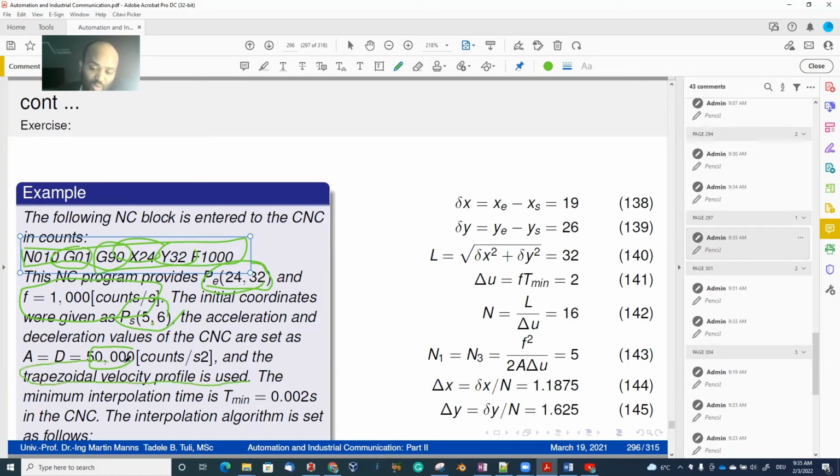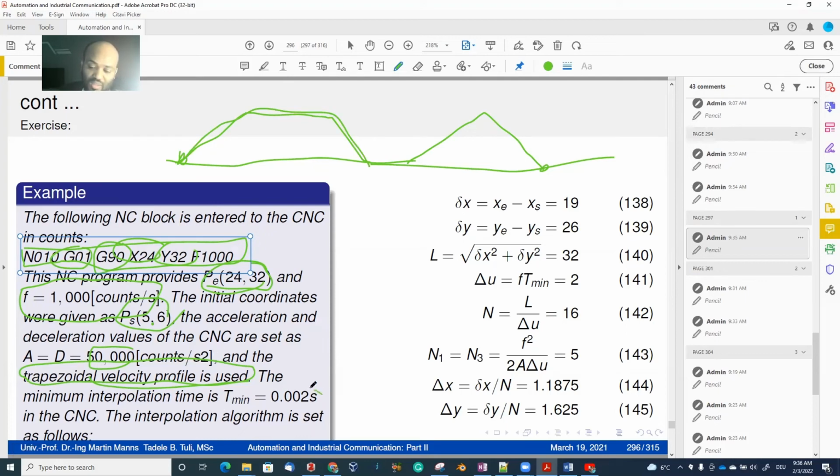Actually, the trapezoidal velocity profile allows you to linearly increase, move at constant speed, and linearly decrease. The triangular velocity profile lets you linearly increase to the maximum speed and linearly decrease to zero, of course. So now the problem says we prefer the trapezoidal velocity profile, and then the machine starts slowly, reaches maximum, and then decelerates. The minimum interpolation time is given as 0.002 seconds.